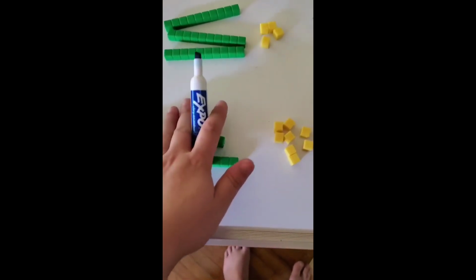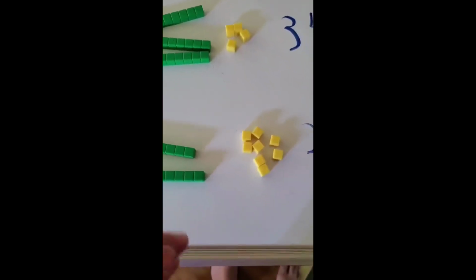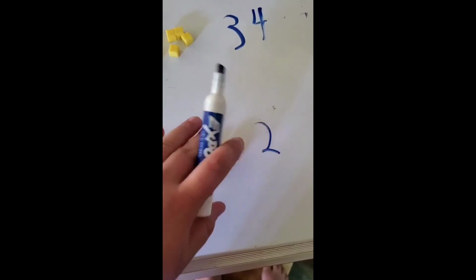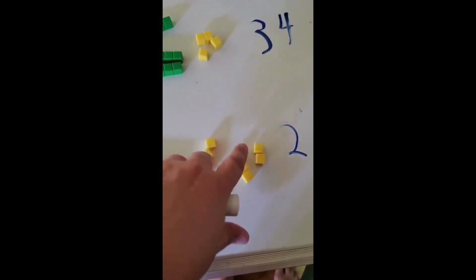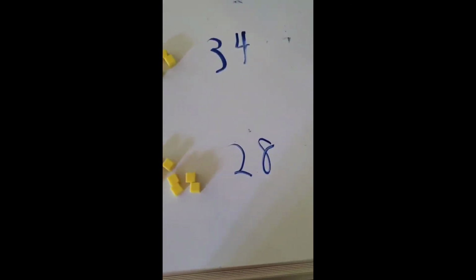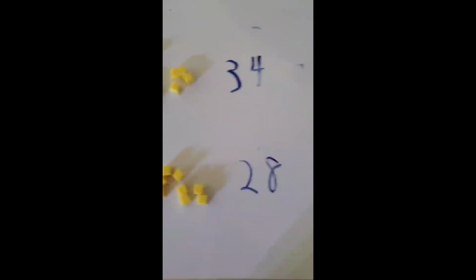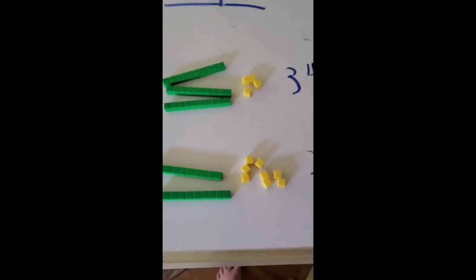Now how many is down here? We have 2 rods. So that is 2 tens. And then let's count how many ones we have. 1, 2, 3, 4, 5, 6, 7, 8. 28. So now we know that there's 34 up here and 28 down here. We're going to try to add these numbers together with our rods and units.